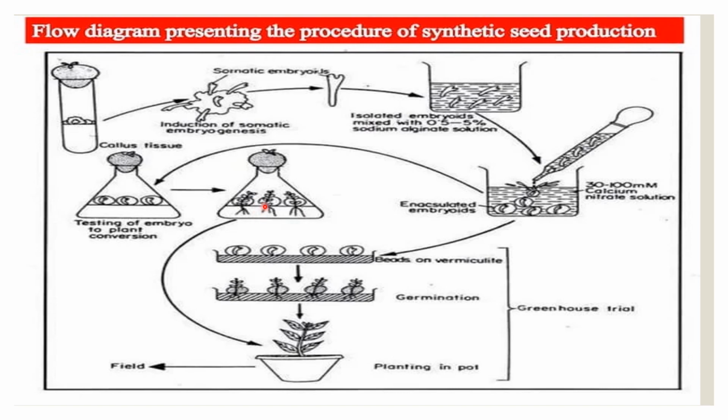From the encapsulated embryos, we go to the test tube, and here the germination can be seen. In testing of embryos, plant conversion can be tested by whether germination occurs, and it may be planted in a pot, and finally we can plant it in a field.